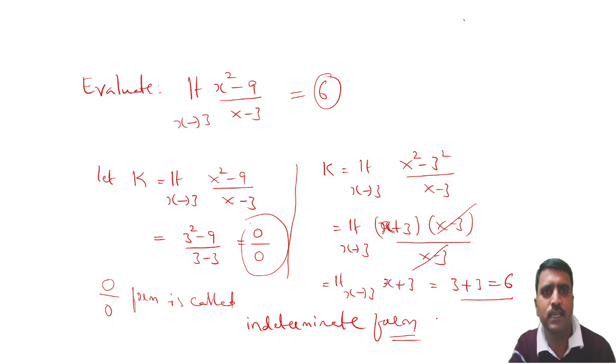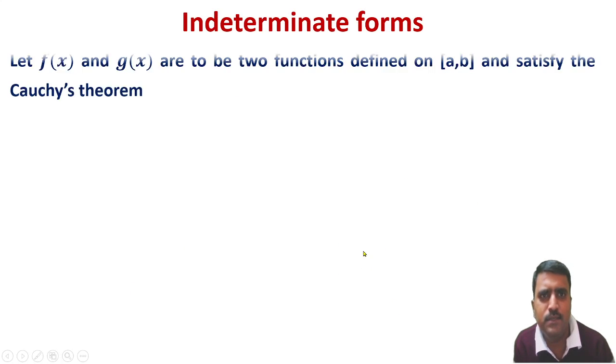Not only this: when we apply the limit and it appears infinity by infinity, that is also an indeterminate form. Infinity minus infinity, infinity to the power of infinity, 1 to the power of infinity, all these are called indeterminate forms. When we apply limits or solve problems and it takes the form of an indeterminate, we use some other methods to solve that type of problem. So let us consider what an indeterminate form is.